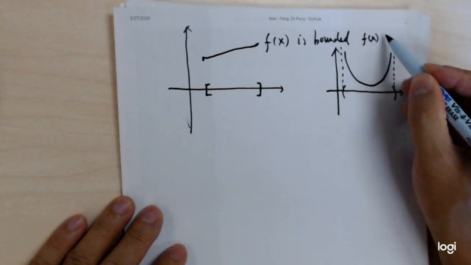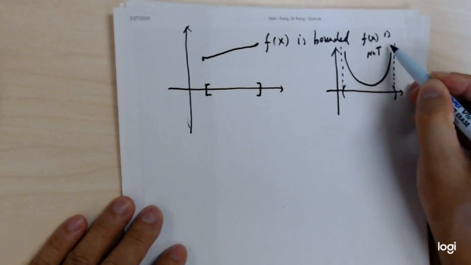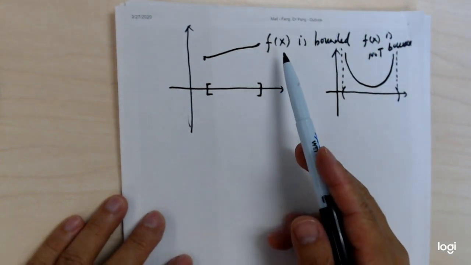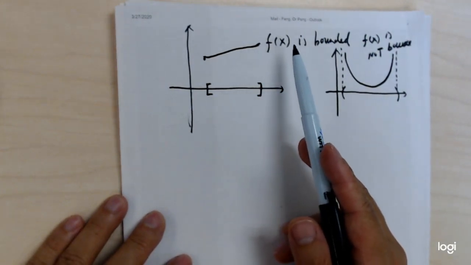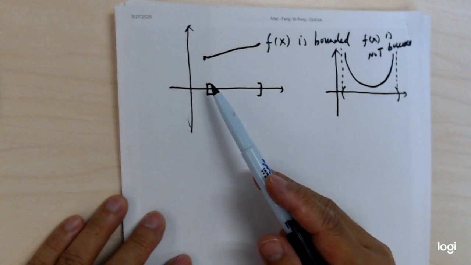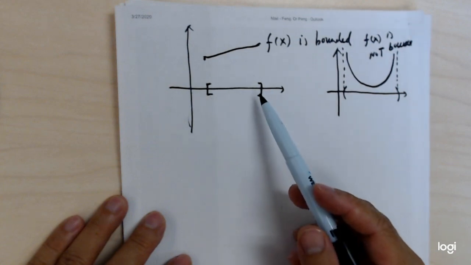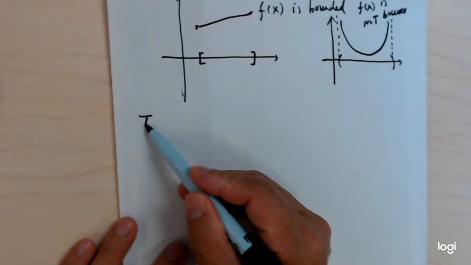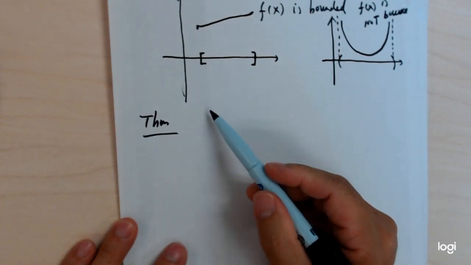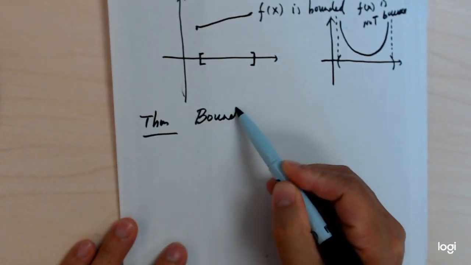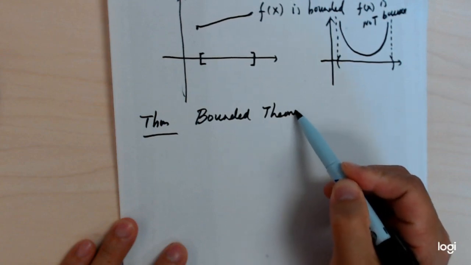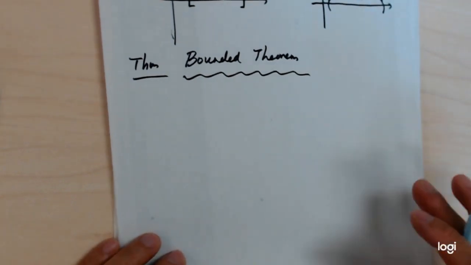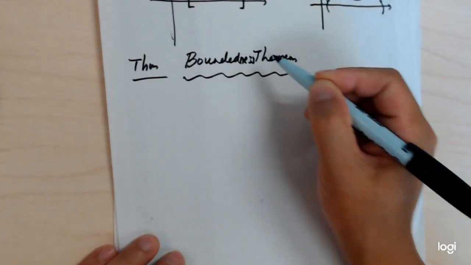So this example here is not necessarily bounded. So obviously, for this guy to stay bounded, not only do I need the function to be continuous, but I also need the interval to be closed and bounded. So that's where we get this boundedness theorem.